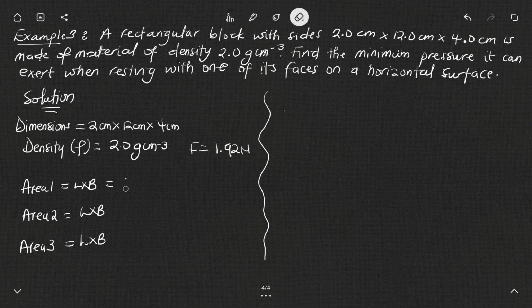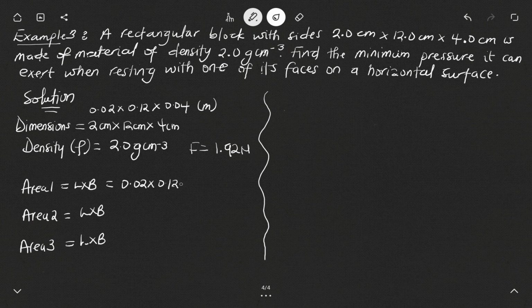The 2 centimeters, if I convert it to meters, will be 0.02 multiplied by the 12, which will become 0.12 meters, and then the 4 will become 0.04. Okay, all of them are in meters, so this is their conversion. So area 1 will be 0.02 meters multiplied by 0.12, and that will give me 0.0024 meters squared.